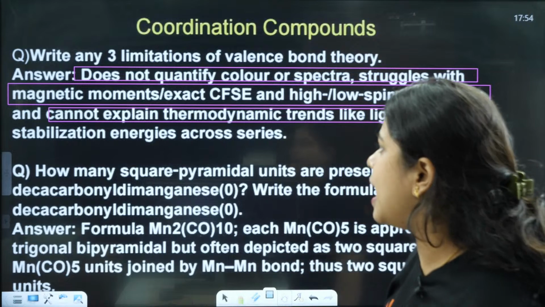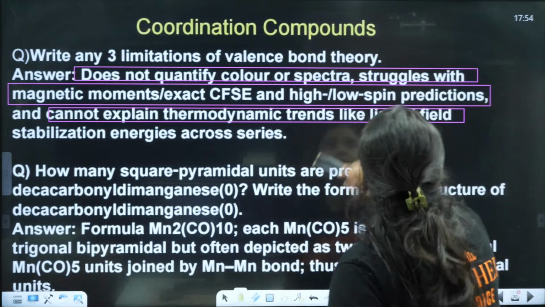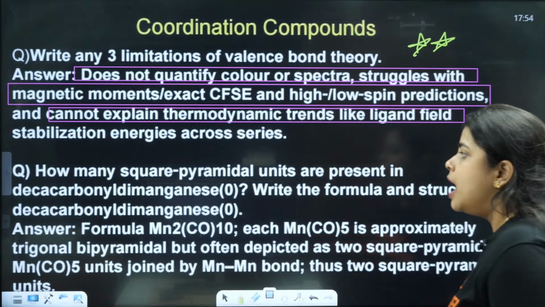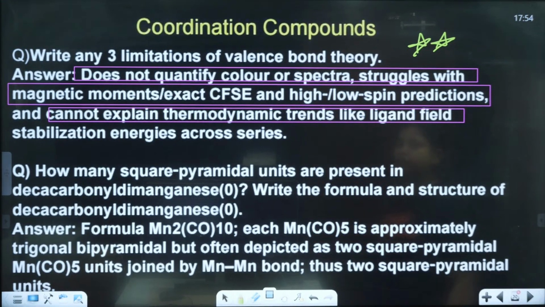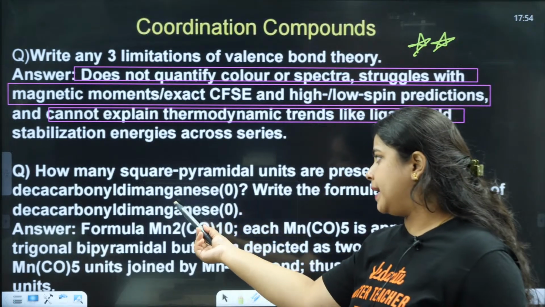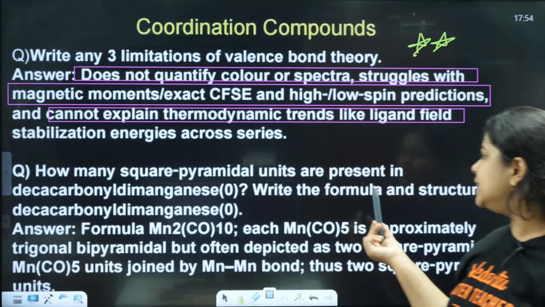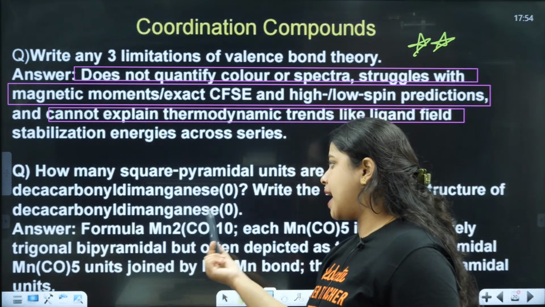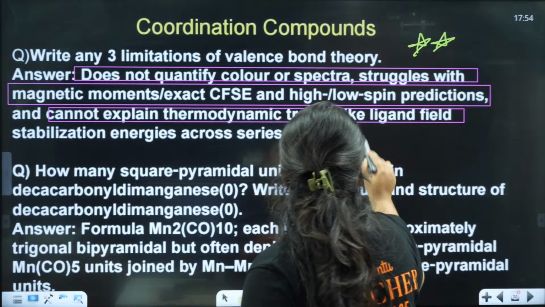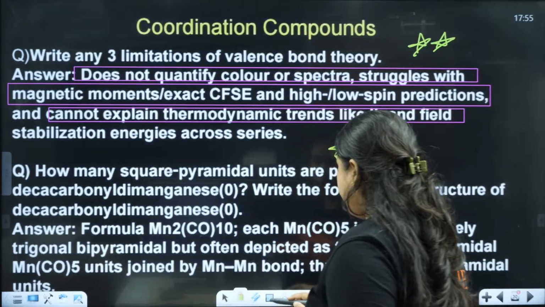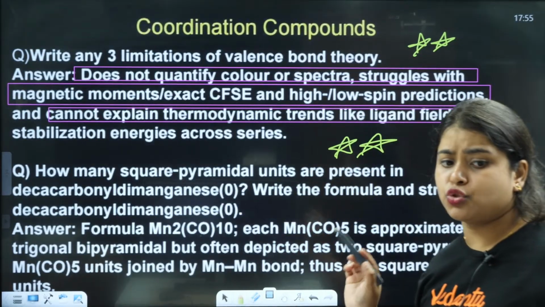So they will ask a lot of questions on this. This question has also been repeated, guys. Make sure to practice it. How many square pyramidal units are present in decacarbonyl dimanganese(0), and write the formula and structure for decacarbonyl dimanganese. This is also important. Make sure to learn this properly. This question is very, very important, guys.